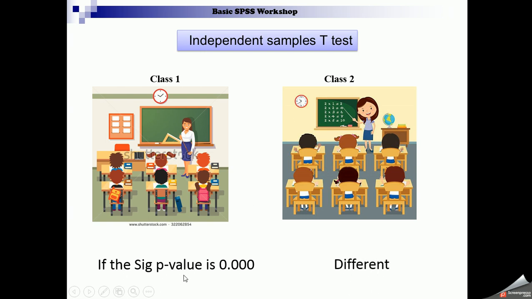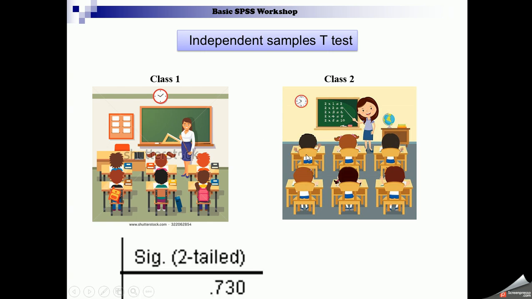So as we learned before, if the significant value is less than 0.05, it means the two classes' means are different, statistically different. There's a significant difference between the two classes. Alright.